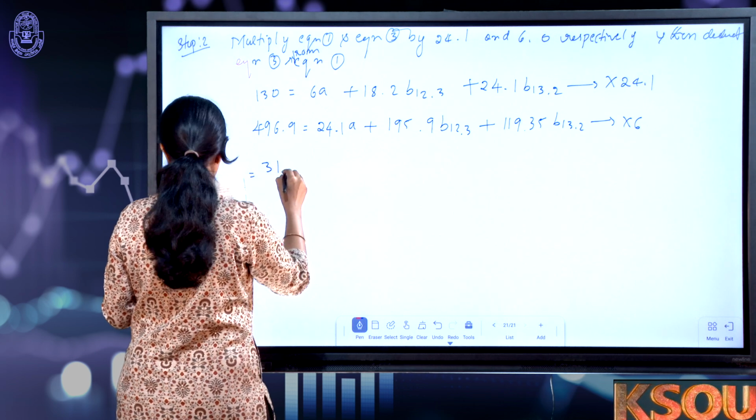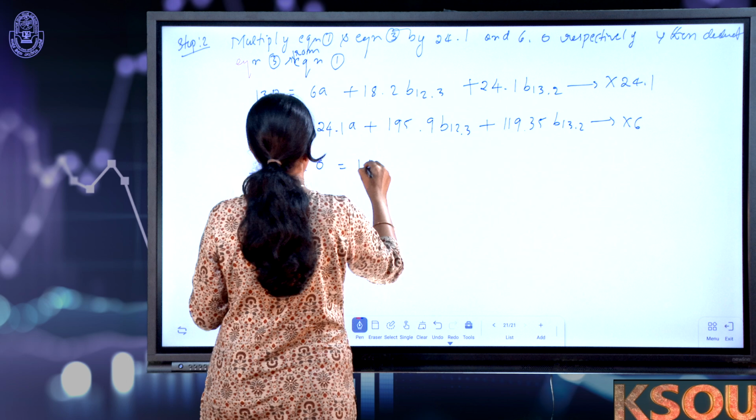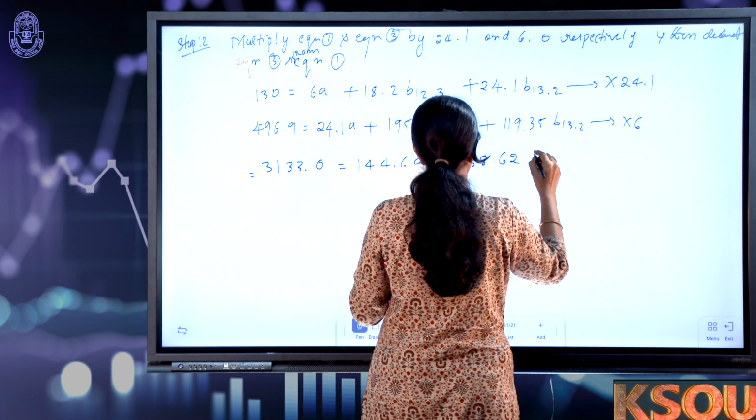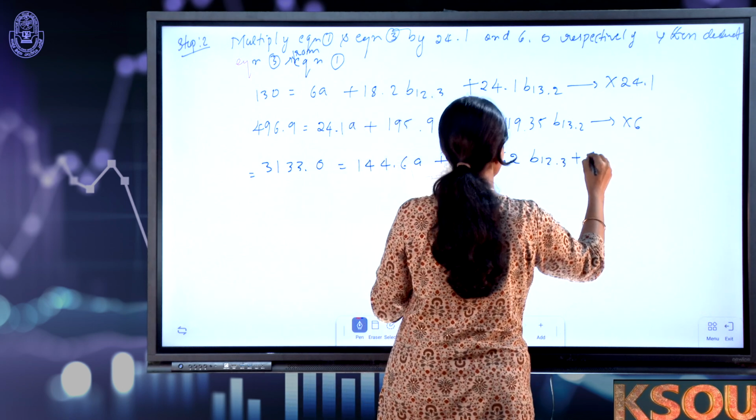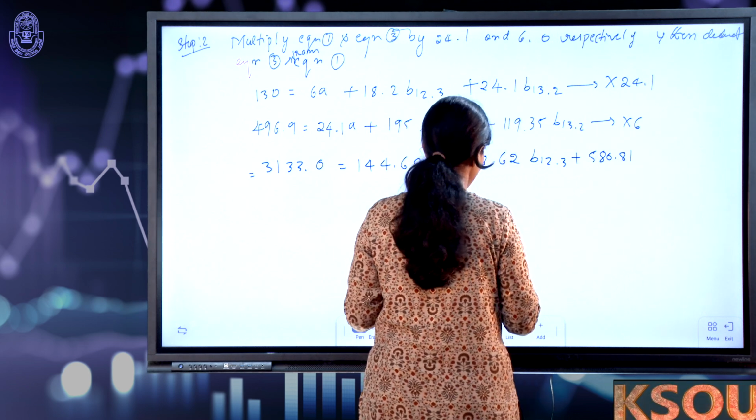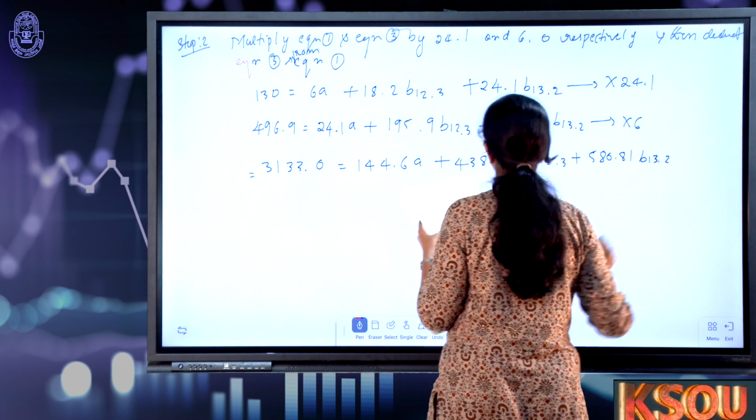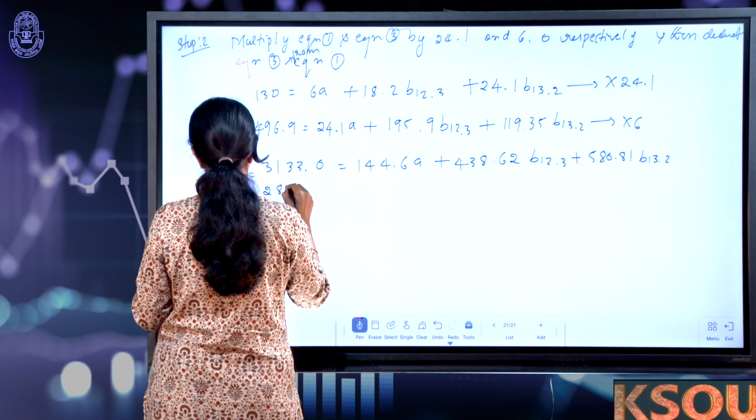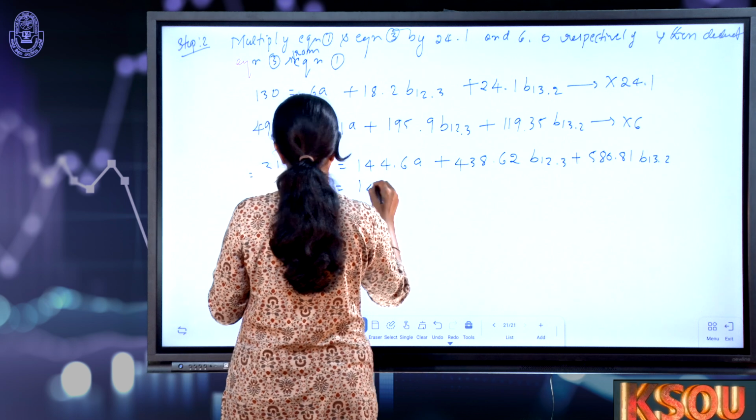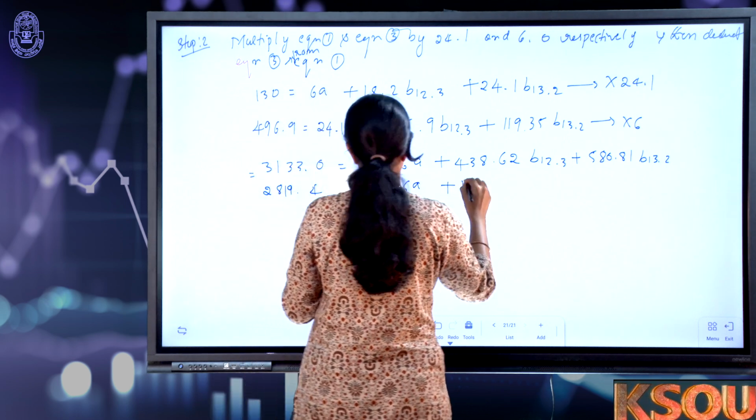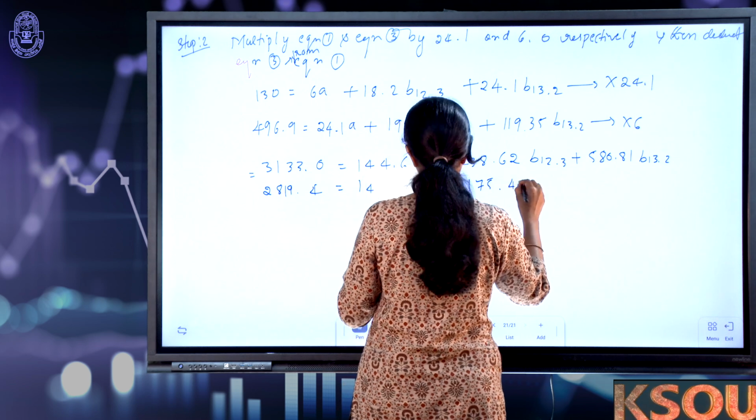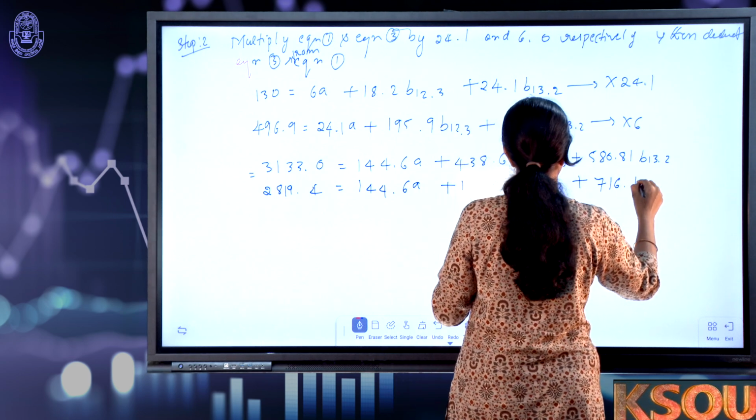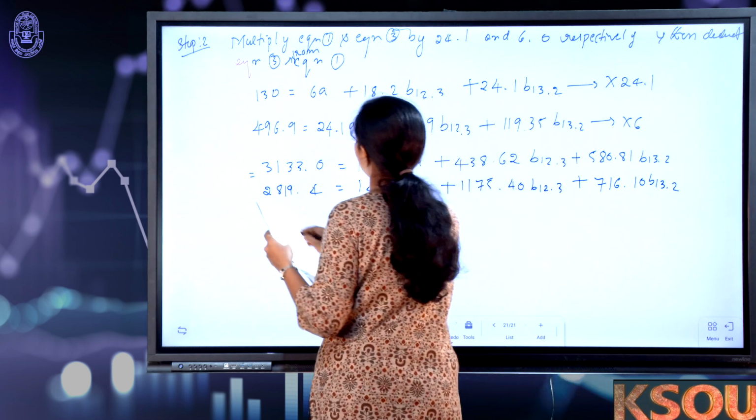So the answer will be 3133.0 is equal to 144.6a plus 438.62 b12.3 plus 580.81 b13.2. Similarly, the second equation will be 2019.4 is equal to 144.6a plus 1175.40 b12.3 plus 716.10 b13.2. Now you can deduct these two.